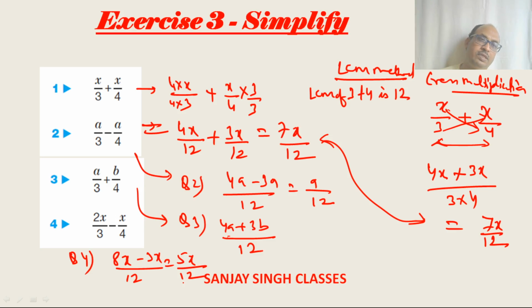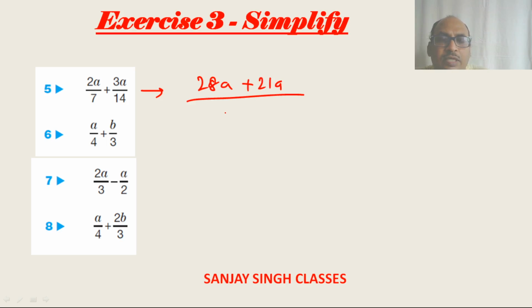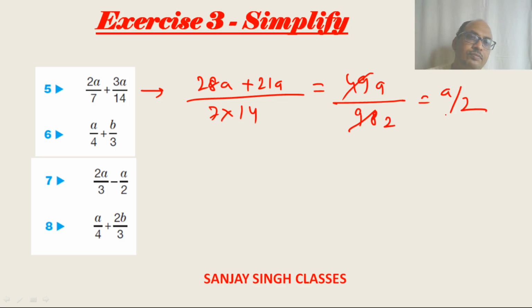Okay. I have used cross multiplication. Even the LCM of 3 and 4 will be 12 only. Okay. Now here also we can use cross multiplication very well. 14 into 2, 28a plus 21a divided by 14 into 7 is equal to 49a divided by 98, which has cancelled, so it has become a by 2.